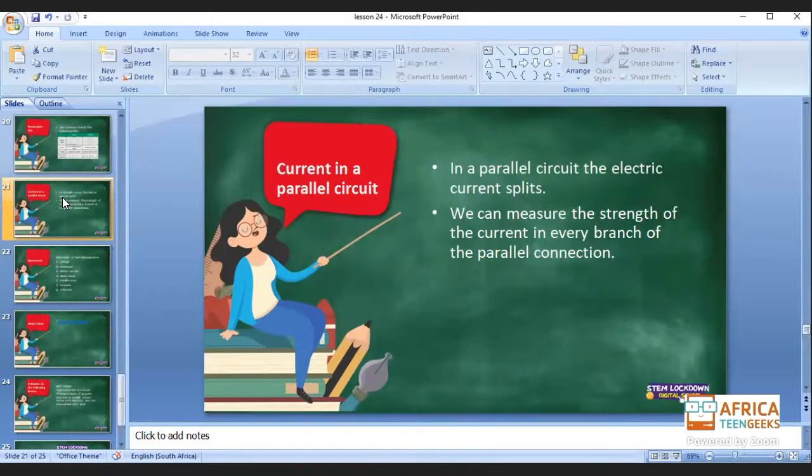That's why I made an example yesterday, I'm sorry, on Friday. I said to you that your houses are connected in parallel. Why am I saying that? Because if you switch on the light in the kitchen, it doesn't mean the one in the bedroom will automatically switch on as well.